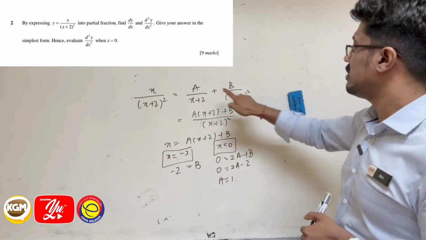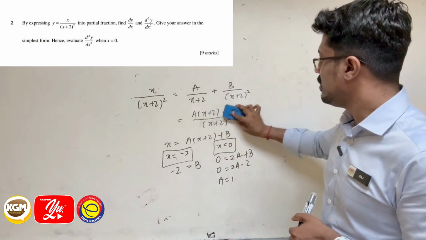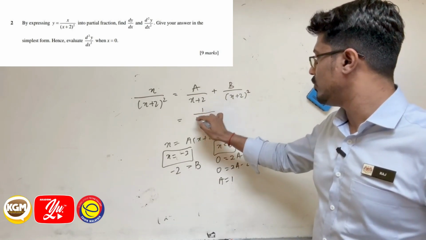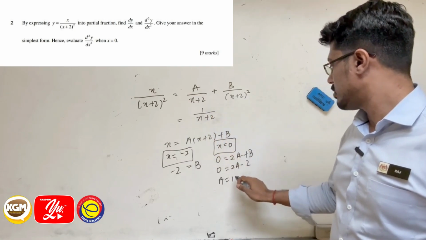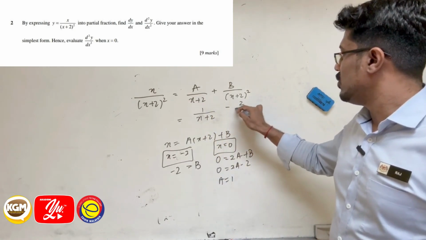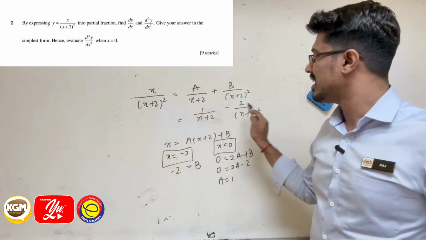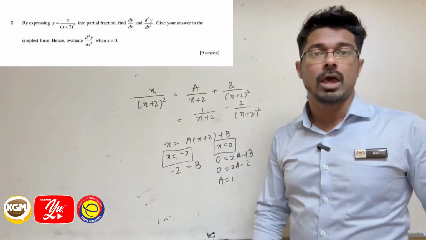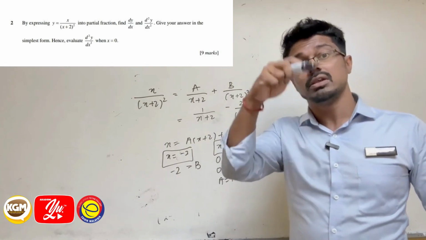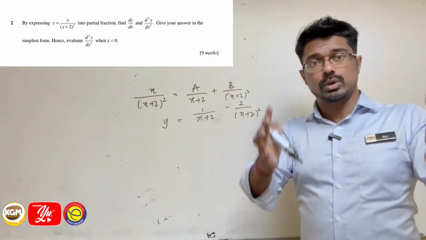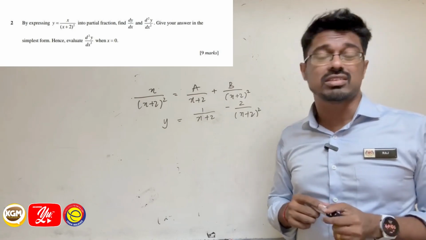Now I can go and substitute in the place of a and b. I'm going to get rid of this guy. So that is going to be 1 over x plus 2, minus 2 over (x plus 2) squared. So I want to differentiate this guy. Now it's the same as differentiating this guy. Done the partial fraction. Let us see how to differentiate. Okay, so now we're going to do the differentiation. That's what the question asks.